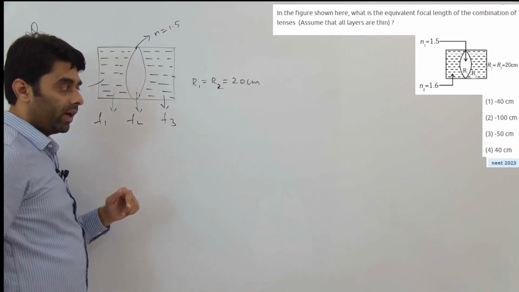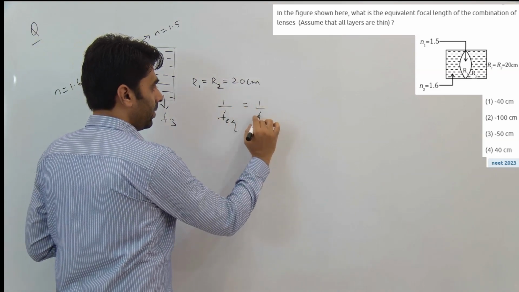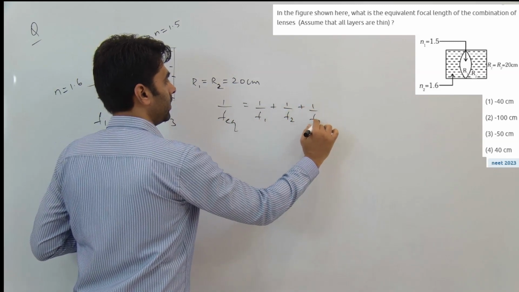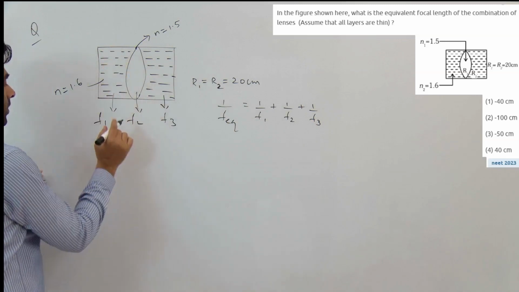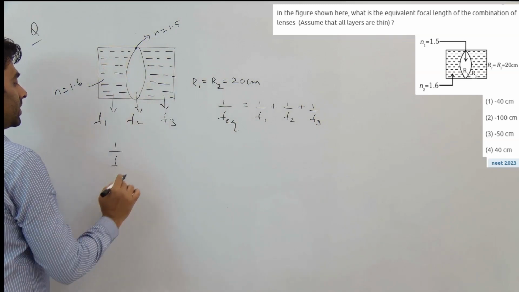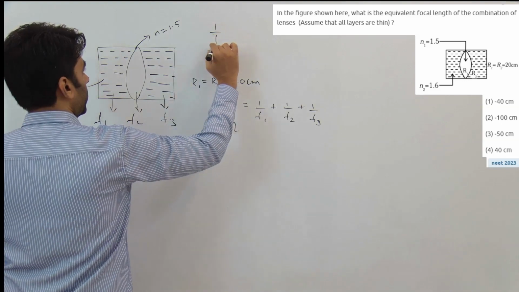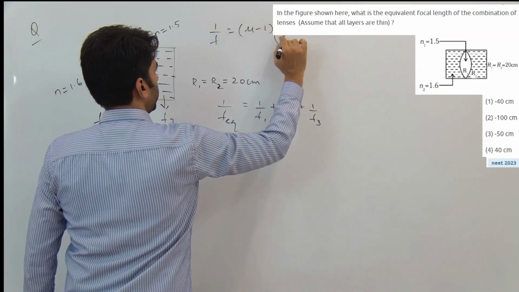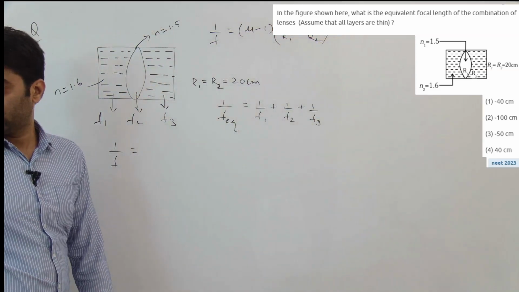What is our equivalent focal length? 1 by f equivalent is 1 by f1 plus 1 by f2 plus 1 by f3. First of all, let us calculate the individual focal lengths. For the first one, the lens maker's formula says 1 by f is equal to mu minus 1 times 1 by r1 minus 1 by r2. This is our relation. Is the lens maker's formula visible to you guys? No?